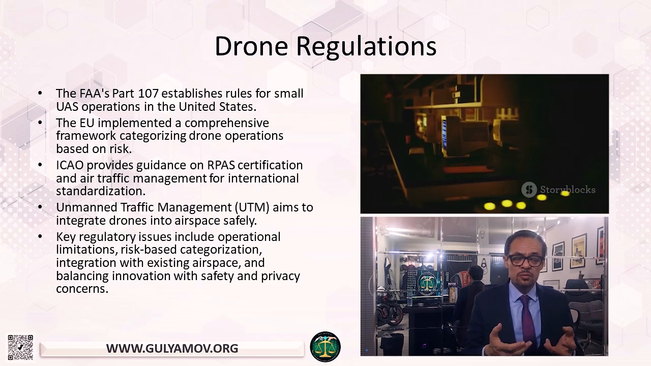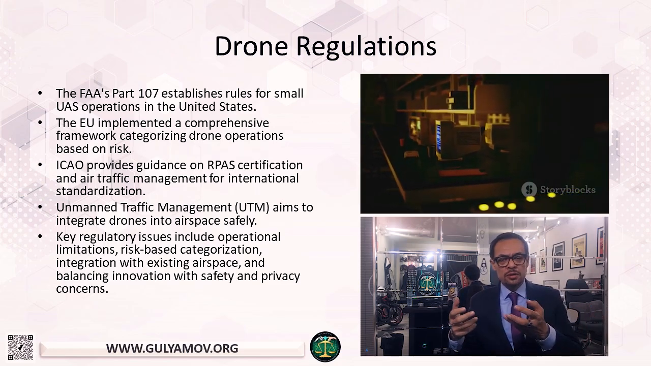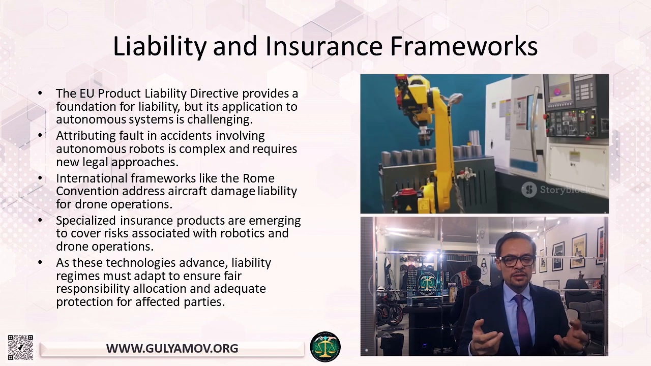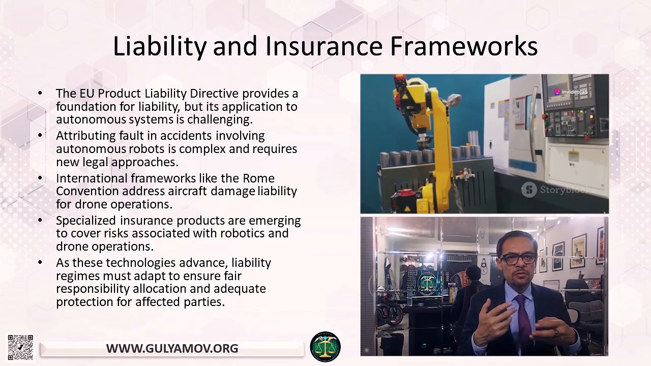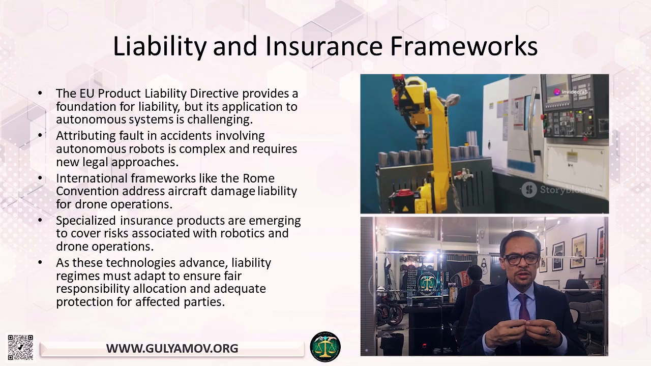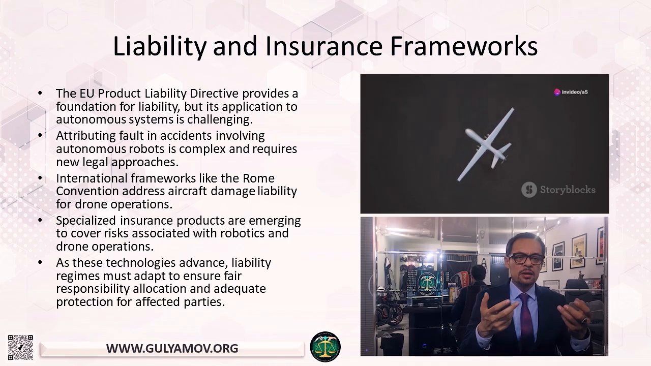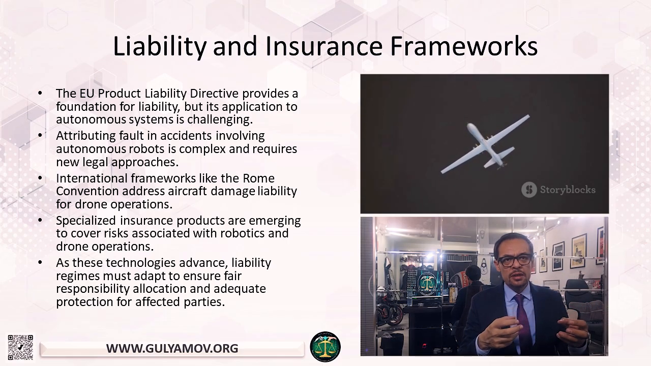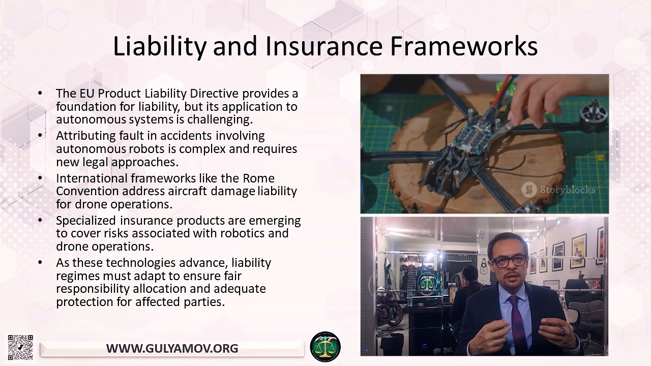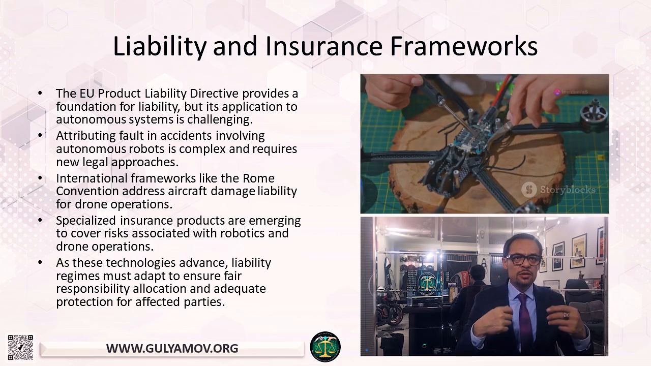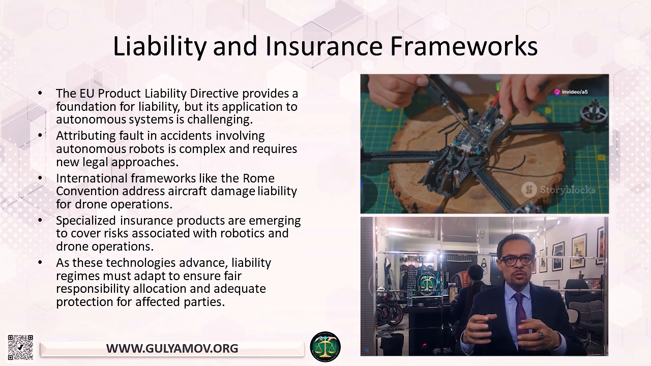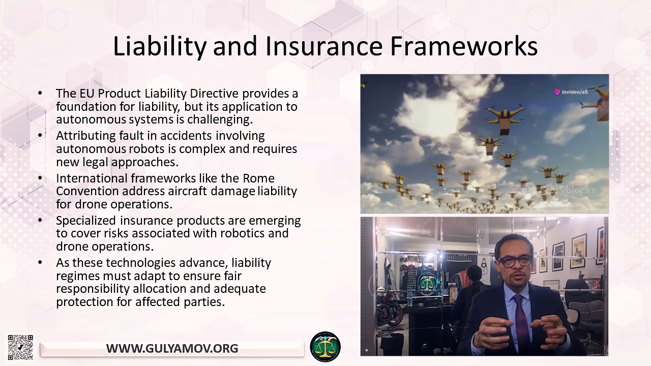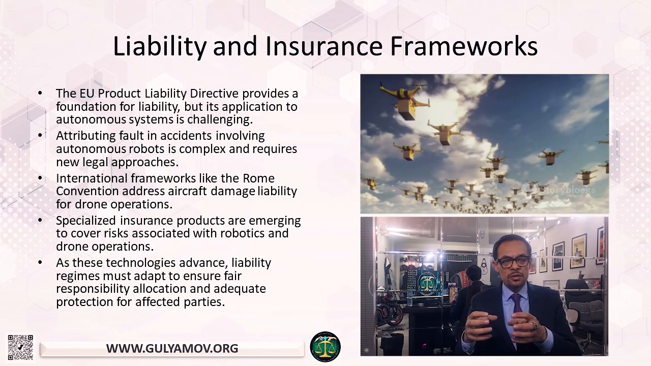The future of drone regulation will require continued adaptation to address these multifaceted challenges. Liability and insurance frameworks. The realm of liability and insurance for robotics and drones, as depicted on our slide, presents a complex legal challenge. The EU's Product Liability Directive provides a foundation, but its application to autonomous systems raises new questions. Attributing fault in accidents involving these advanced technologies becomes a Gordian knot of technical, legal, and ethical considerations.